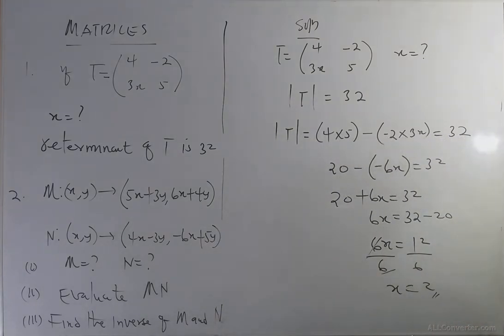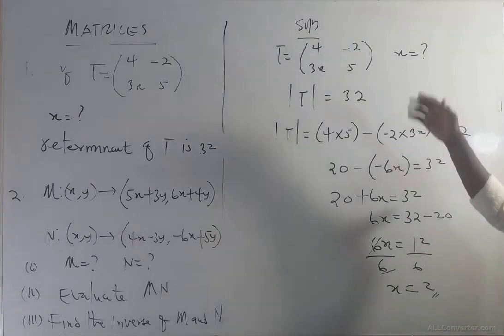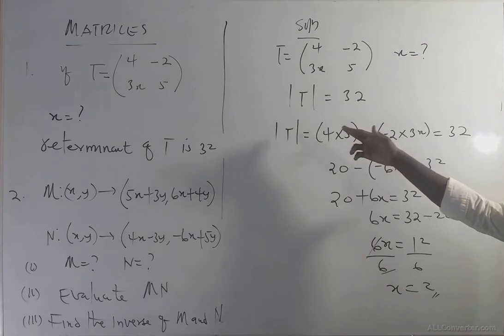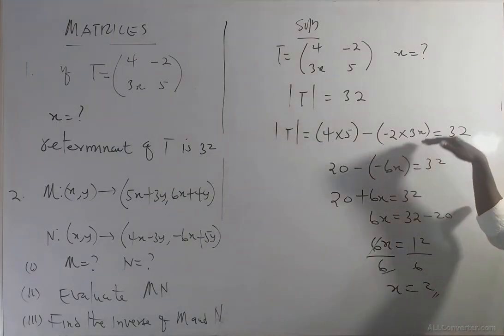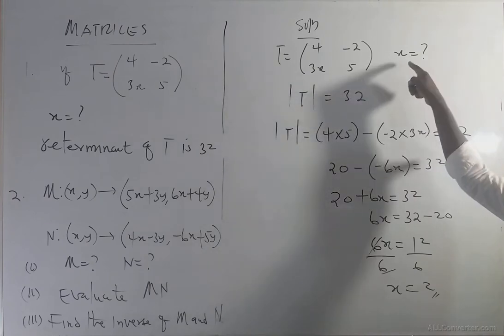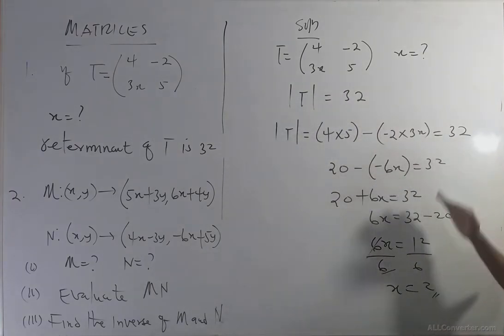And I guess you understand what's really happening. Very simple. We were given the matrix, and we have to find x, and the condition was that the determinant is equal to 32. So you find the determinant of the matrix you are given, then you equate it to the 32 that has been given in the question, then you simplify.